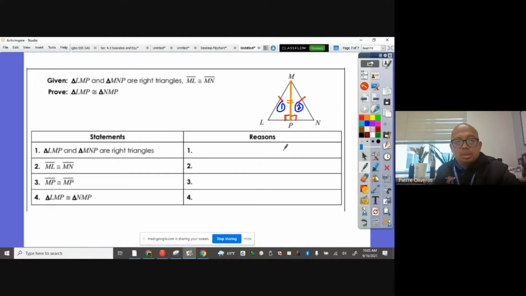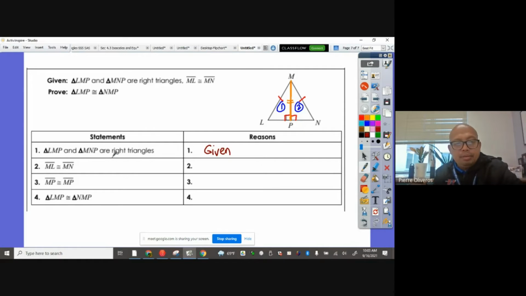So let's go ahead now. Triangles LMP and MNP are right triangles. That is given. By the way, if you notice, I worked the problem by analyzing and having a good overview of the given and the figure. After that one, that's when I jump into the two-column proof. So I make a plan first before doing the work right away.